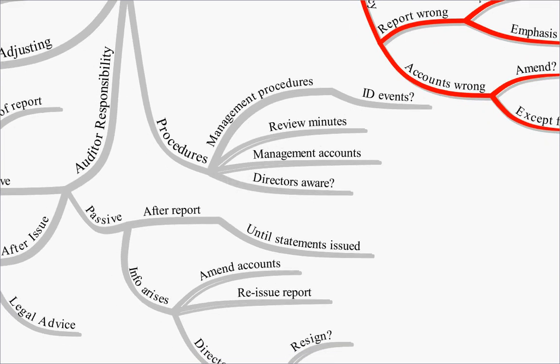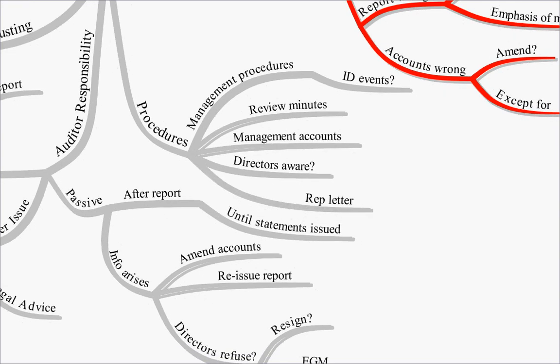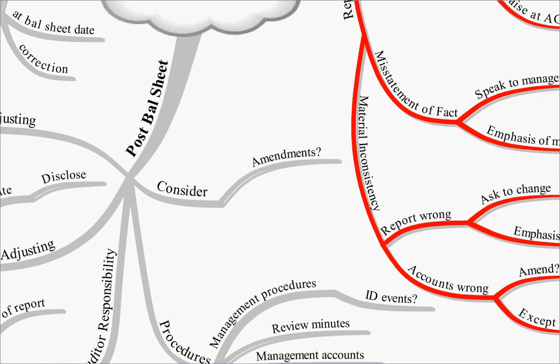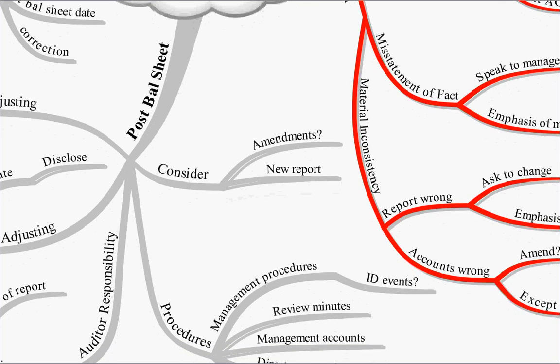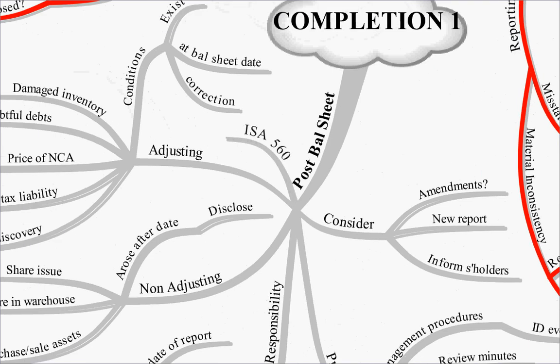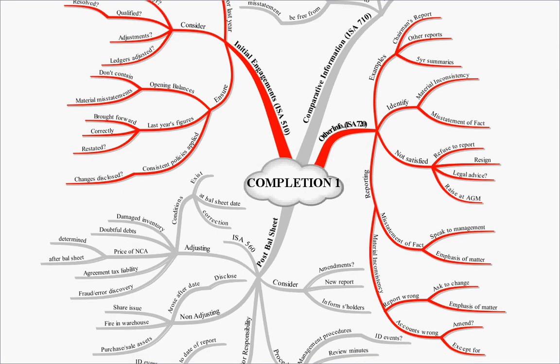You'll ask the directors, are they aware of any events? And you'll seek a management representation letter stating that they're not aware of any post-balance sheet events. Lastly, remember that we are considering amending the accounts, issuing a new report, and that we need to inform the shareholders if we find significant matters. And that was our lecture on completion.